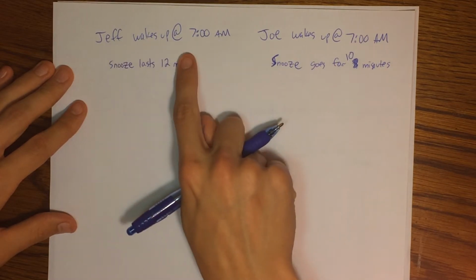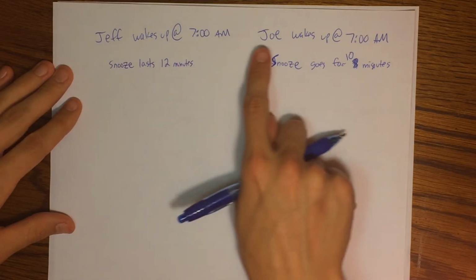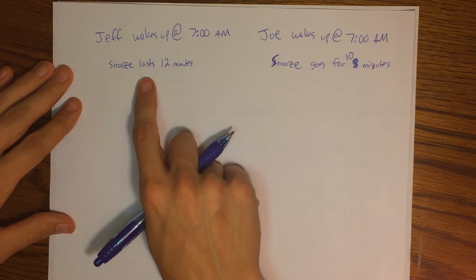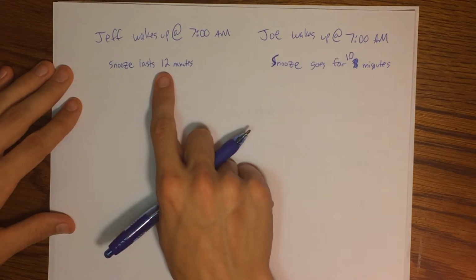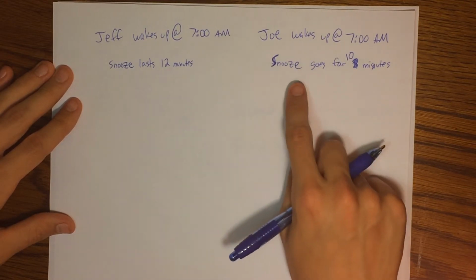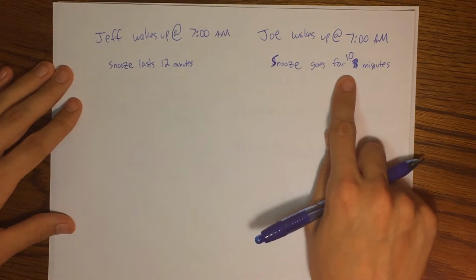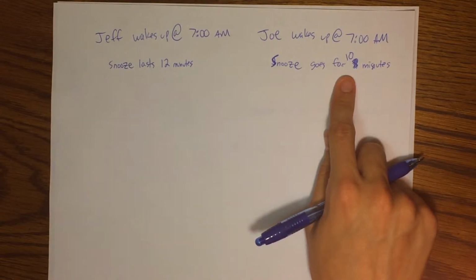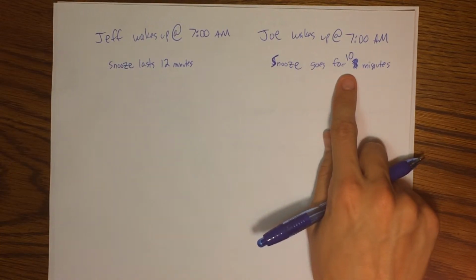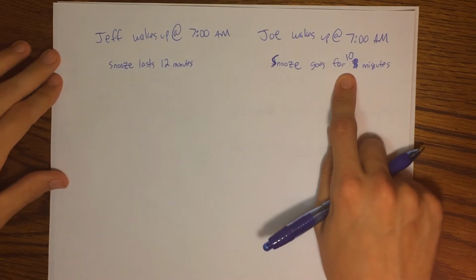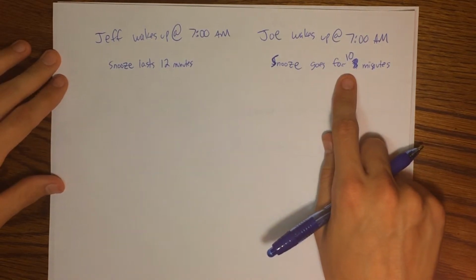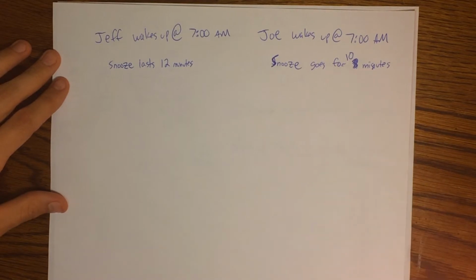So that means that Jeff is going to wake up at 7 in the morning, and Joe's going to wake up at 7 as well, but Jeff is going to press the snooze button, and the next time it's going to come on is 12 minutes later, and Joe's is going to come on 10 minutes later. It's going to give him 10 more minutes of sleep, just in case you're not quite familiar with what a snooze button does. Maybe you're not quite that lazy in the morning as I am.